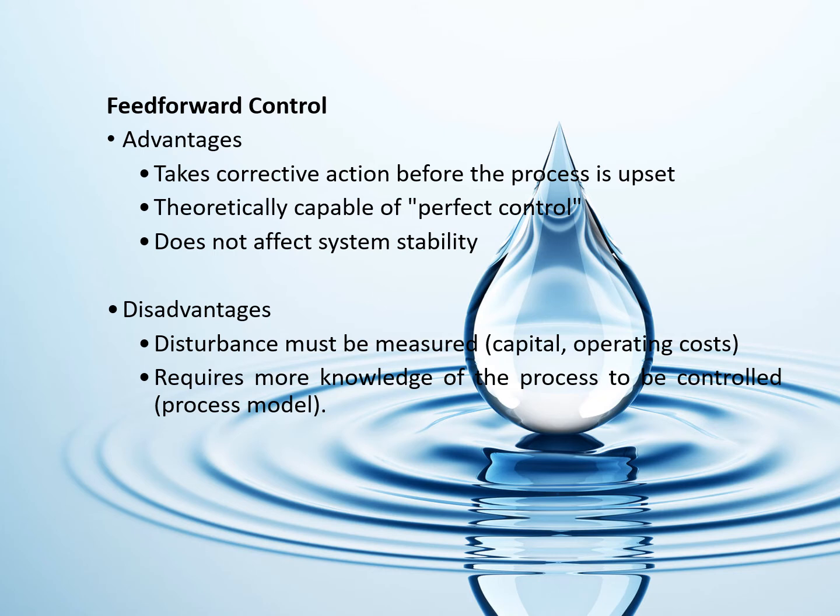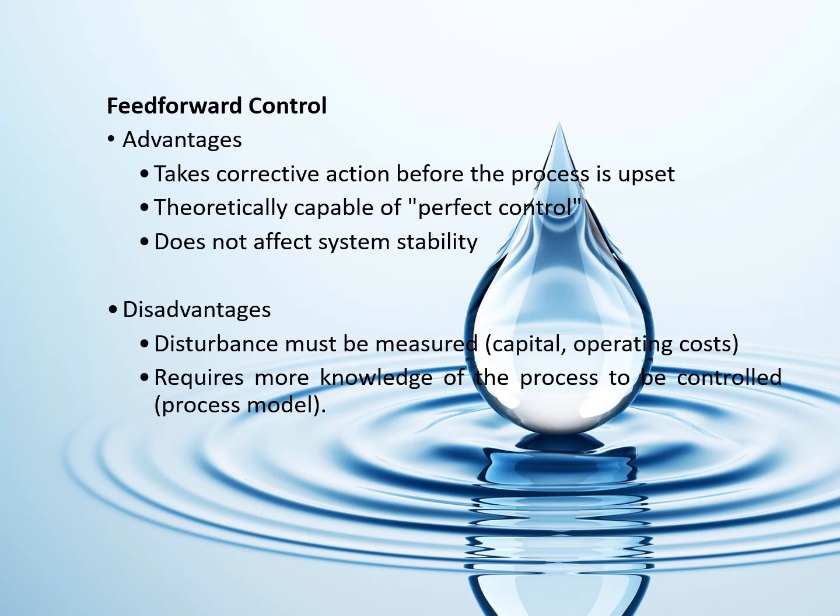The advantage of this feed-forward control, it takes corrective action before the process is upset. That means at the starting point of the process, it cancels out all the disturbance first. Then the process can run smoothly. Theoretically, this feed-forward is capable of perfect control, and it does not affect system stability. The disadvantage for this feed-forward control, disturbance must be measured.